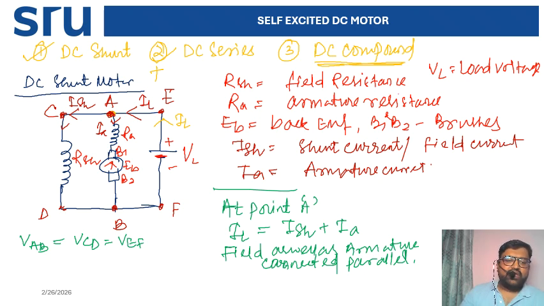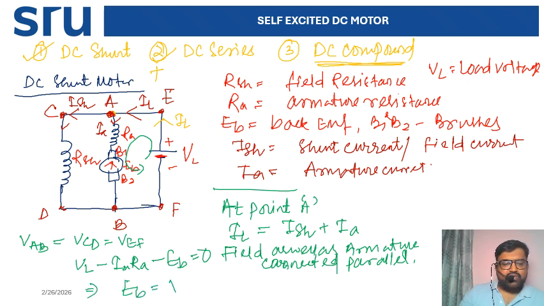Or we can write down the equation for this closed loop also. What equation will come in this circuit? That is VL minus IARA minus EB equal to zero, right? This is the equation, definitely. If you solve this equation, EB equals VL minus IARA, and EB is nothing but the mechanical voltage component. That is the electrical voltage supply minus the drop.